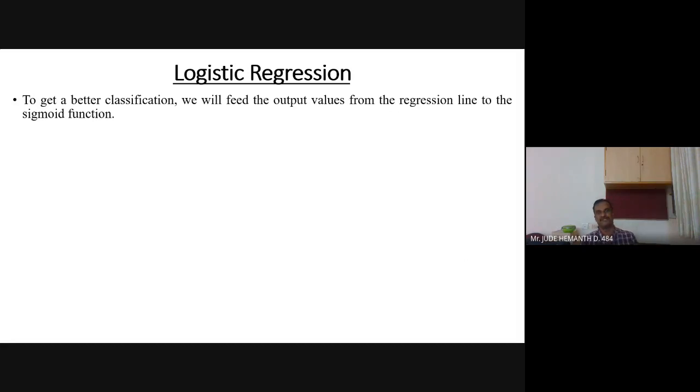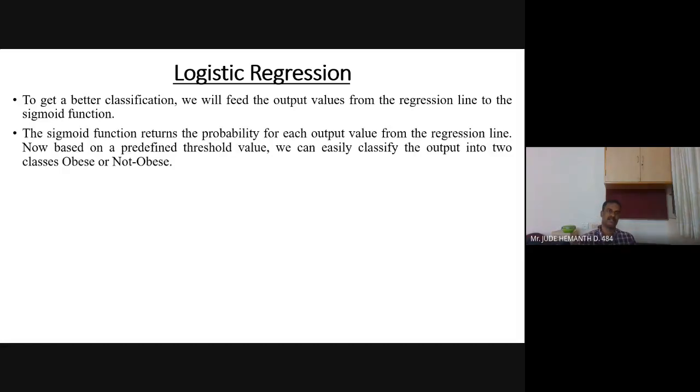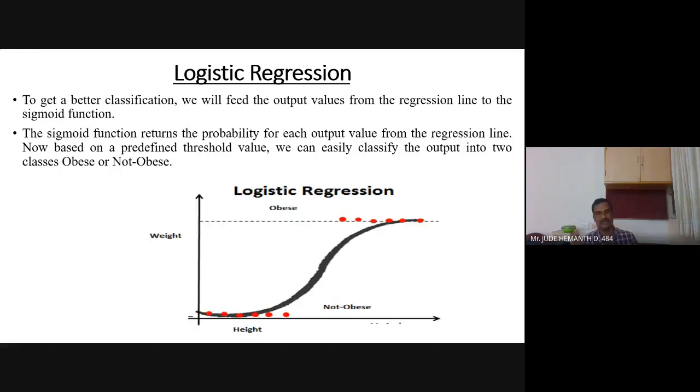To get a better classification, we will feed the output values from the regression line into a sigmoidal function. Why sigmoid? Because it is one of the functions which is going to give you a value between 0 and 1. That is what we need. We take it as a probability value and compare it with a predefined threshold. The sigmoid function returns the probability for each output value from the regression line. Based on a predefined threshold value, we can easily classify the output into two classes, obese or not obese.